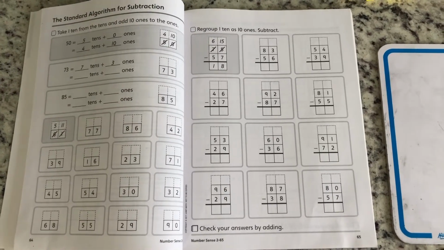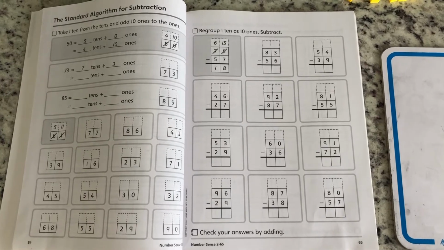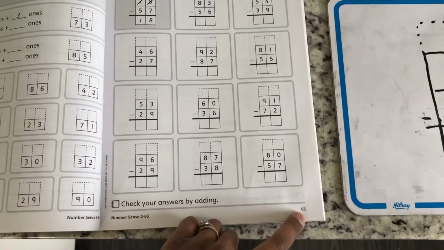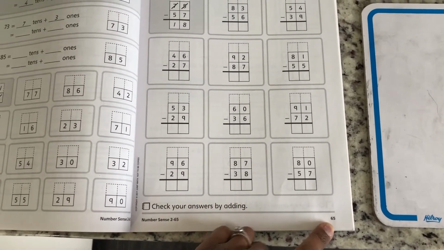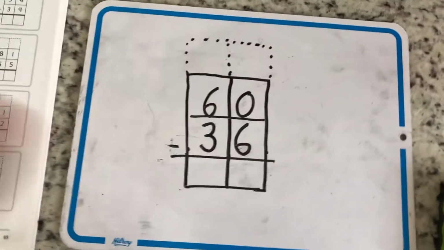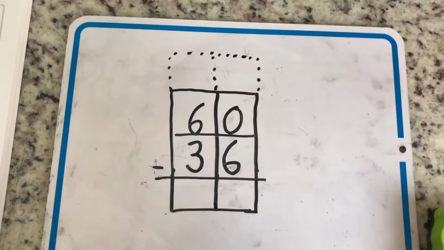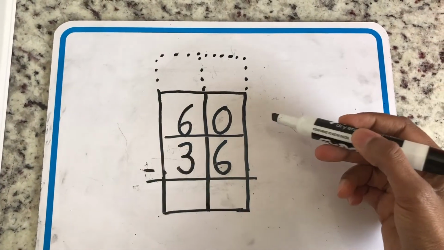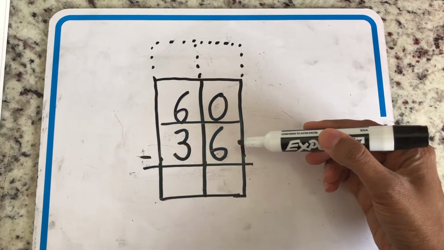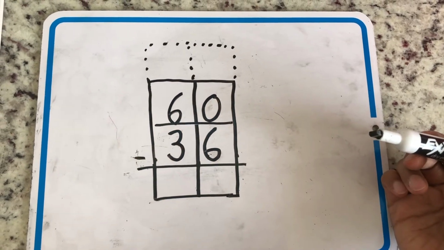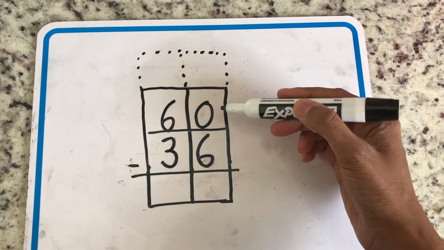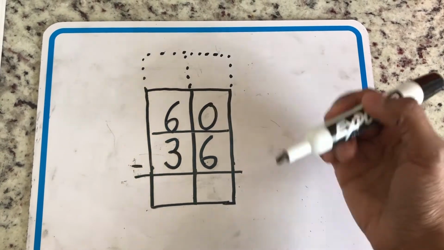Now that we know how to take a 10 stick and regroup it into 10 ones, let's try this example here on page 65 in our Jump Math 2.2 books. 60 take away 36. So I've written it over here on my board. The first thing I need to do is I need to subtract my ones. So here I have 0 ones and I need to take away 6. Is that possible? If I have nothing, it's hard to take away 6 things. So I need to go over to my neighbor next door and borrow a 10.